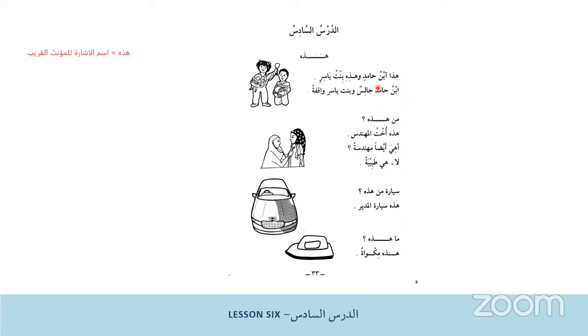هذا ابن حامد وهذه. Here there's no Hamzatul Wasl, so we won't join that on. We won't say وهذه ابن. We'll say وهذه بنت ياسر. Okay. What do you think the translation of this is? هذا ابن حامد وهذه بنت ياسر.